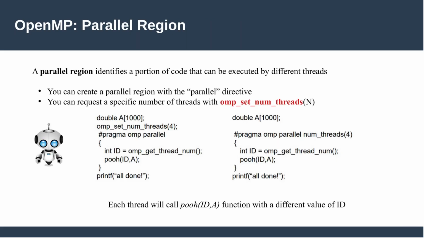A parallel region in OpenMP allows code execution by multiple threads. Use the parallel directive to create it. Specify thread count with omp_set_num_threads(n). Each thread executes the pooda function, receiving a unique ID value, enabling concurrent operations on shared data.